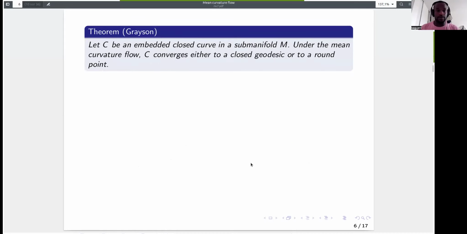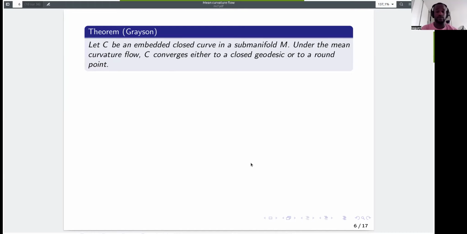So now we have a generalization for manifolds. We start with a curve in a manifold, and we consider its mean curvature flow defined on the manifold. So we consider the curvature of the curve inside the manifold, and we let it flow in the direction of the curvature. So we let it flow by this mean curvature flow. So we have the same result: C converges to a closed geodesic in the manifold or to a round point.